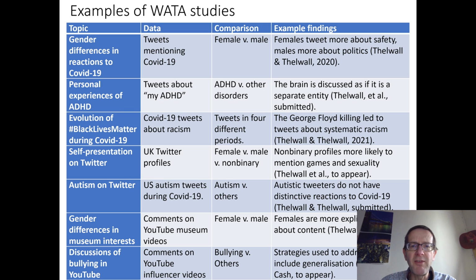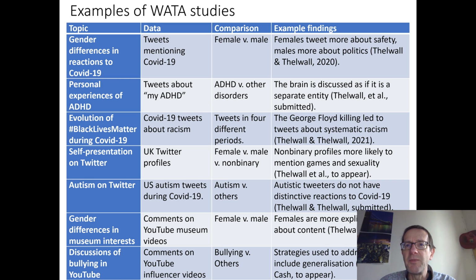And there's also a comparison, a male against female, for example, in a few of them, or it could be for the autism study, people with autism against others. And for the YouTube discussion of bullying, it's comments about bullying against comments about other things. So different types of comparison in there. And for the Black Lives Matter study, the comparison is between different time periods in 2020.